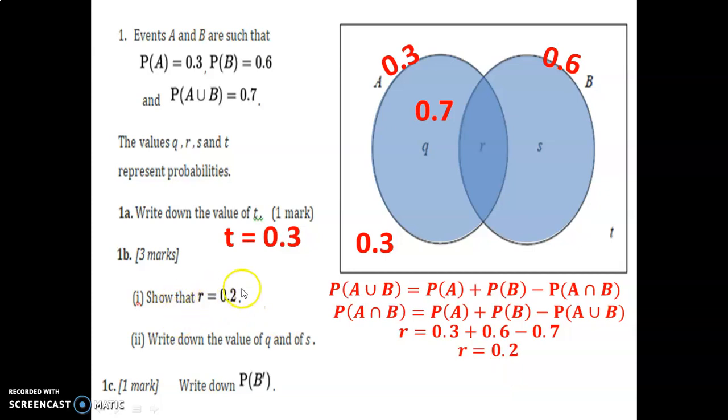The reason it gave us that value is because even if you can't show how that works, you can now use that answer to answer the next part. Write down the value of Q and S. So Q, if all of A is 0.3, and now we know this part here is 0.2, then this must be 0.1. And again, if we know all of this is 0.6, and we know this is 0.2, then S must be 0.4. Finally, write down the value of probability of B naught. So B naught means everything outside of B. If B is 0.6, then everything outside of B is 0.4.